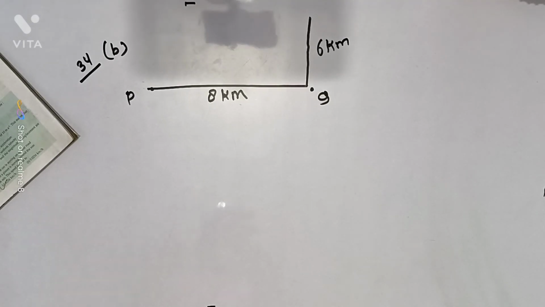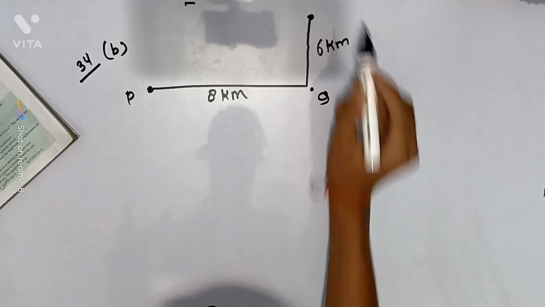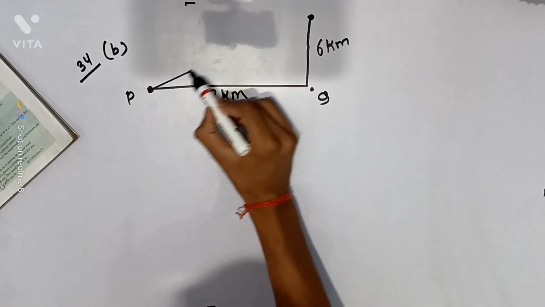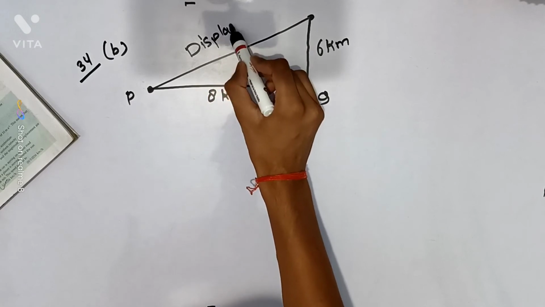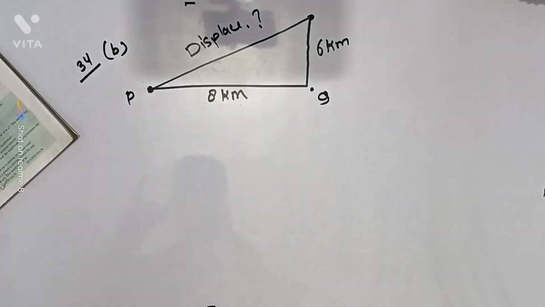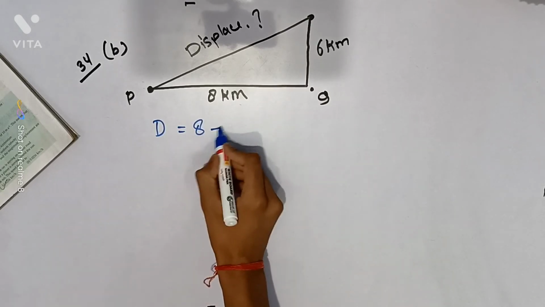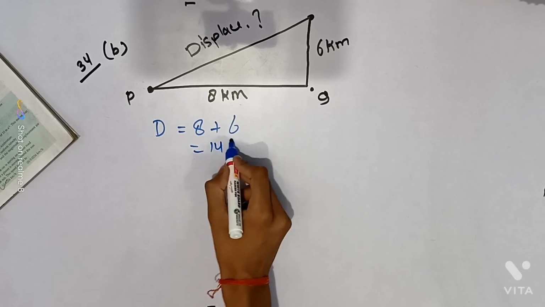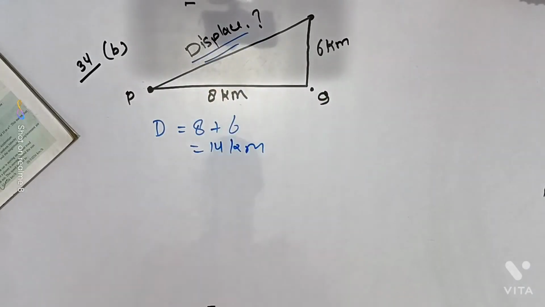So friends, what is displacement? Displacement is the shortest distance between the initial position and final position. So the displacement will be this one. Okay friends, so we have to find it. How will we find it? If they ask for the distance, we can simply say 8 plus 6 equals 14 kilometer is our distance. But they are asking about displacement. So how will we find it?